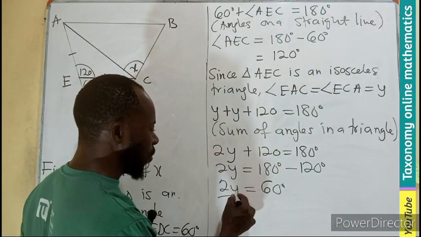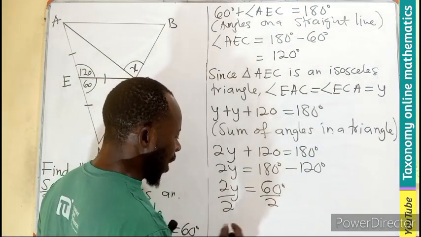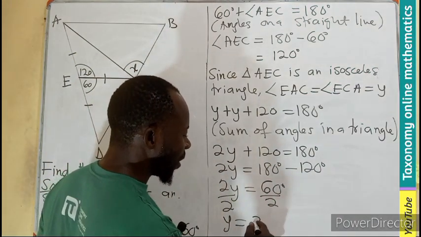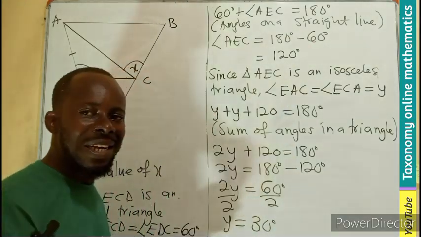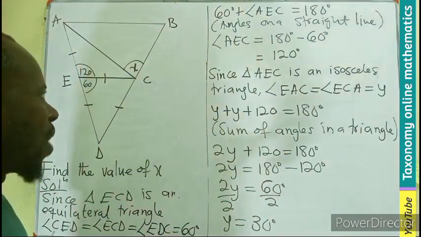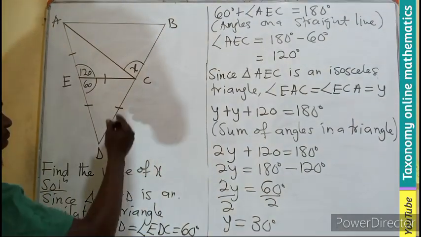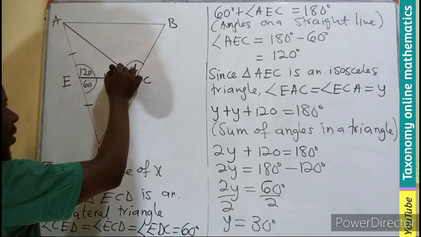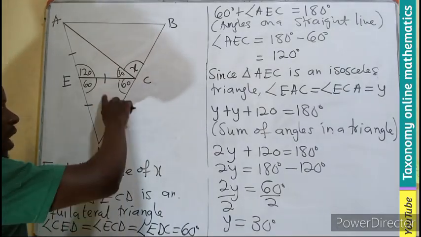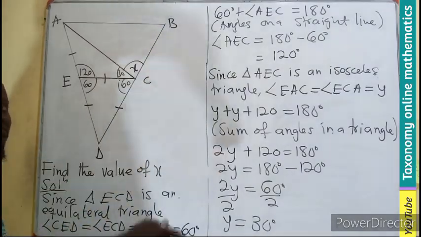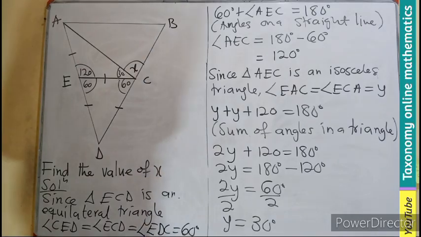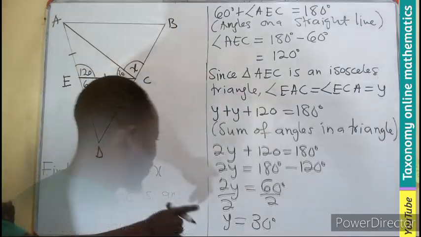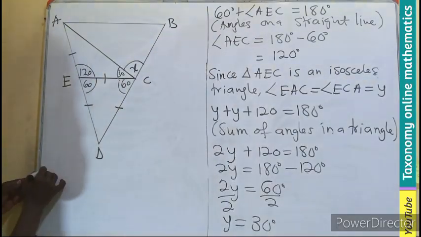So now let's divide both sides by 2 in order to know what Y is going to be. That will be 30 degrees. But if Y is 30 degrees, don't forget here will be 60. We know it here. Here will be 30. So another angles on a straight line will also give us 180.